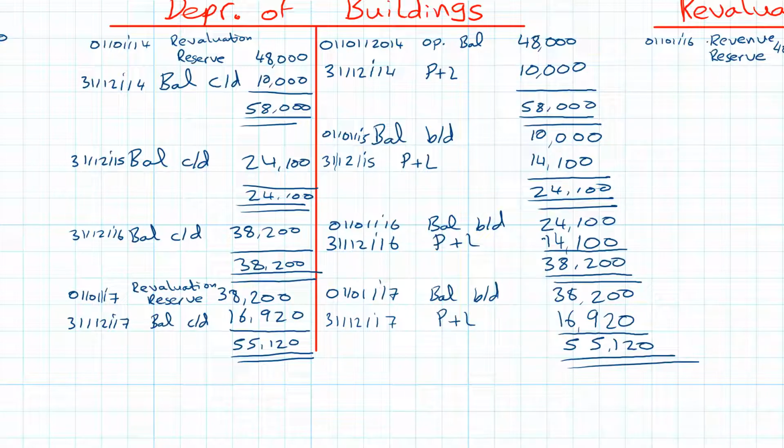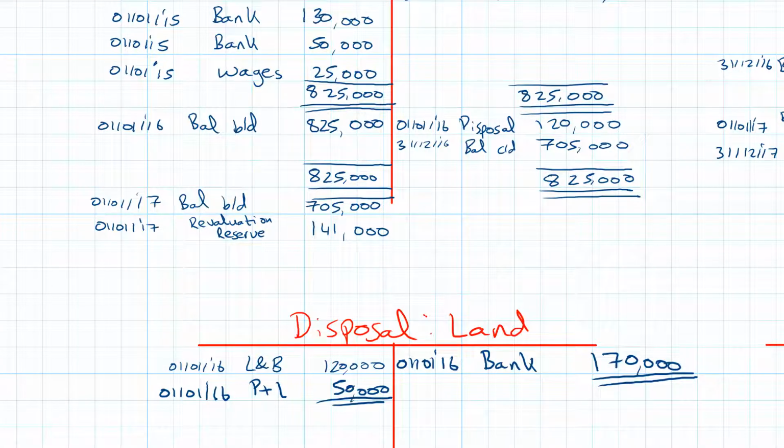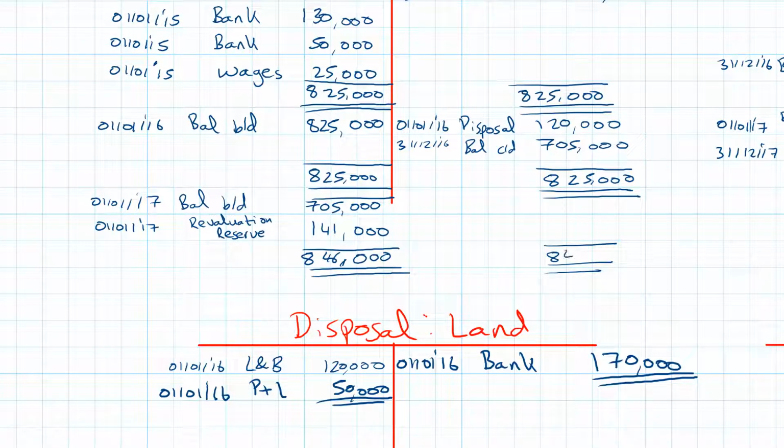So we're carrying down the balance. Because we emptied out the account at the start of the year, our balance will obviously just be the 1 year depreciation charge. Now we're getting very close to needing more space. 846,000. 846,000.